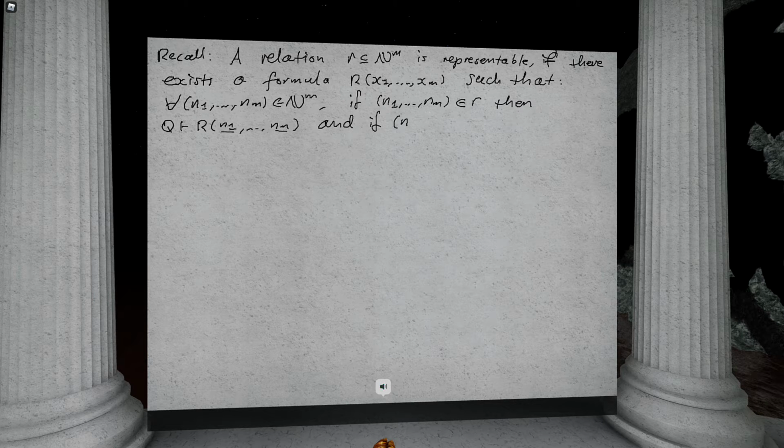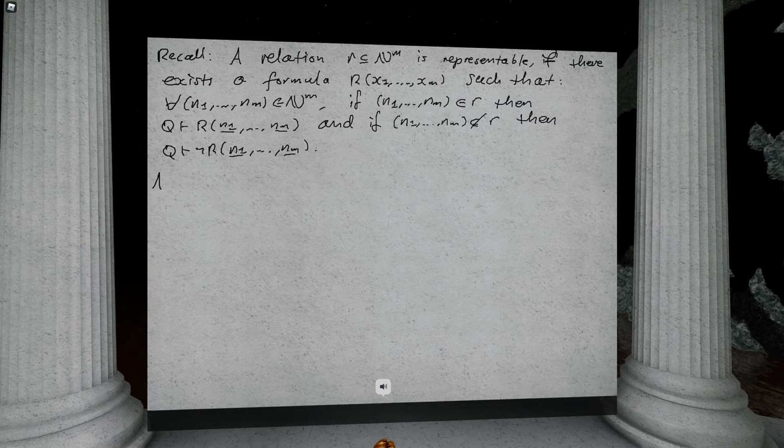And if, I should have put an nm there. And if this is not the case, so if that's not an element of R, then Q can prove it's not the case that R of n1 underline up to nm underline. Okay, cool. And maybe I'll remind you all what it means for a relation to be general recursive as well.